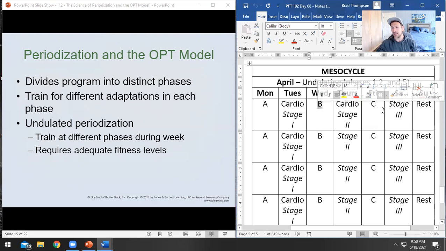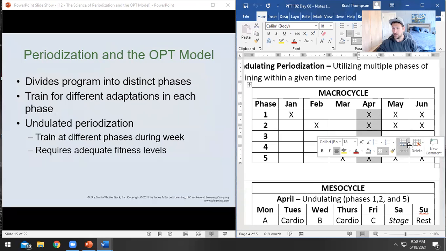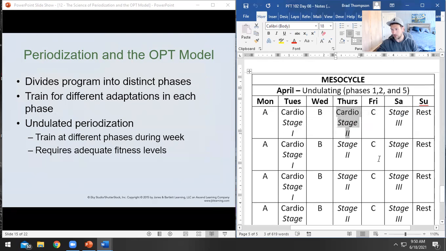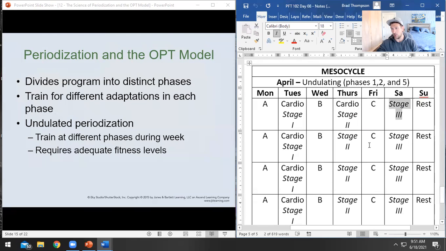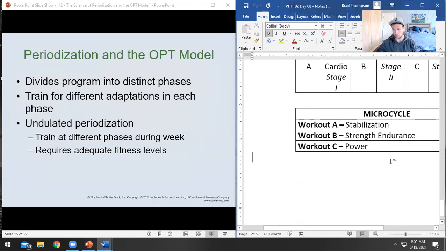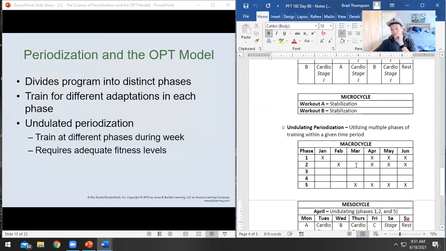Workouts A, B, and C: workout A on Monday, workout B on Wednesday, workout C on Friday, and they're just going to repeat that. Because these are 3 different levels, they're getting stage 1 cardio on Tuesday, stage 2 cardio on Thursday, and stage 3 cardio on Saturday. Scrolling down to my microcycle, workout A is a stabilization workout, workout B is a strength and endurance workout, and workout C is a power workout. So that is how we are setting up our periodization.